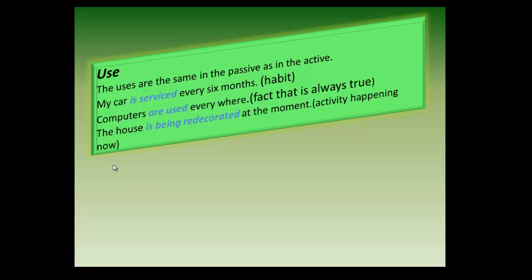But here the form of the sentence is different. Here in the passive we focus on the object. We don't focus on the subject of the sentence.